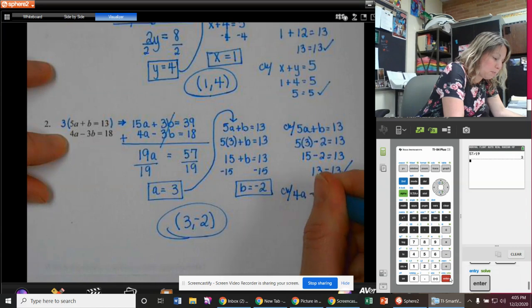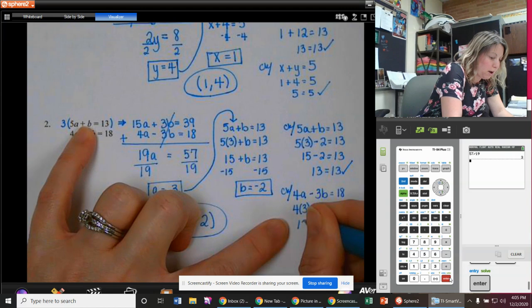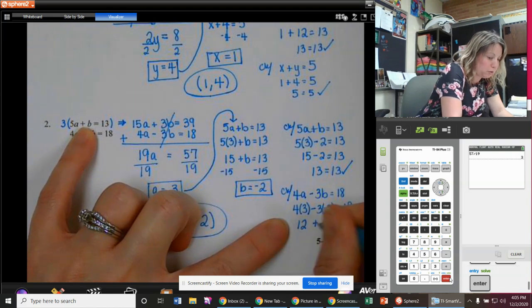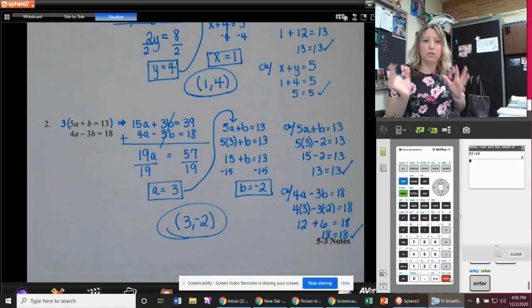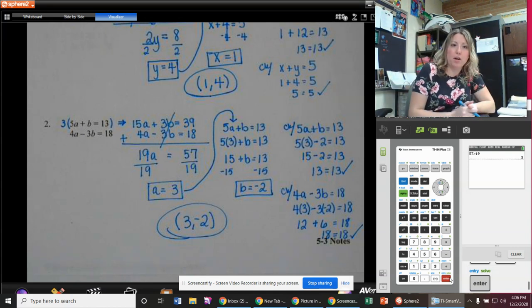So 4a minus 3b equals 18. 4 times 3 is 12, and -3 times -2 is +6. I get 18. 18 equals 18. 12 plus 6 is 18, so it works in both. Okay? There we go. So far, so good.